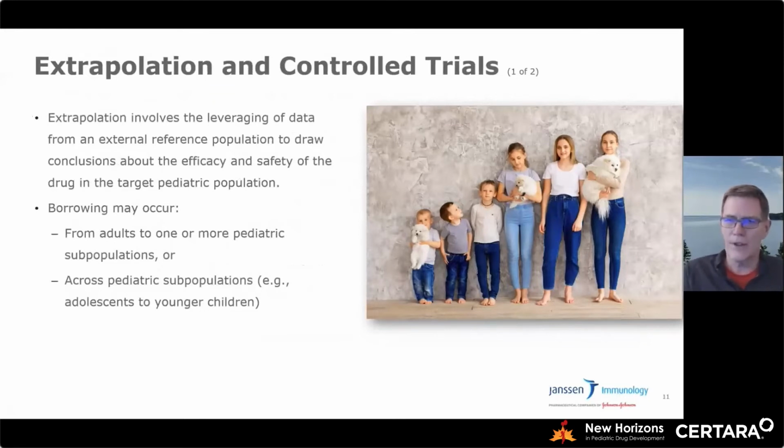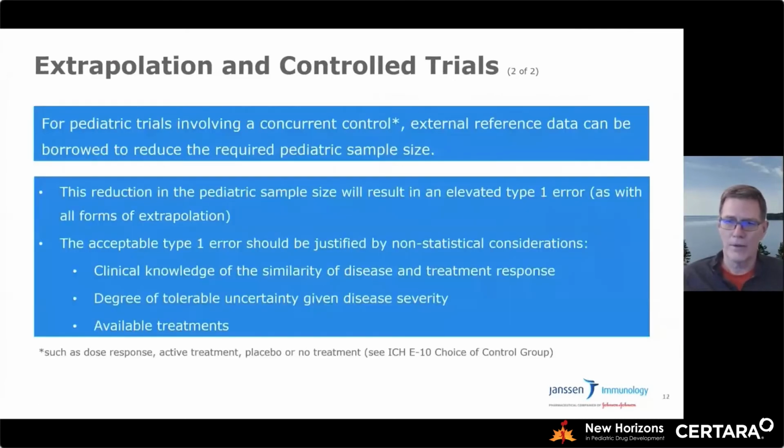Extrapolation involves the leveraging of data from an external reference population, usually adults, but can be another pediatric population, to draw conclusions about the efficacy and safety of the drug in the target pediatric population. For pediatric trials involving a concurrent control, such as dose response, active treatment, placebo, or no treatment, external reference data can be used, in other words, borrowed, to reduce the required pediatric sample size.